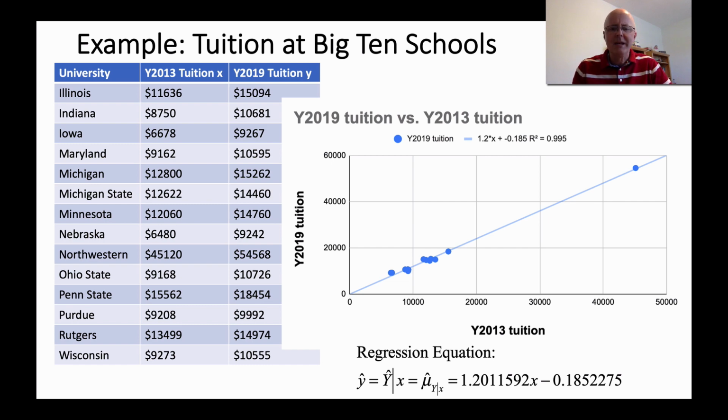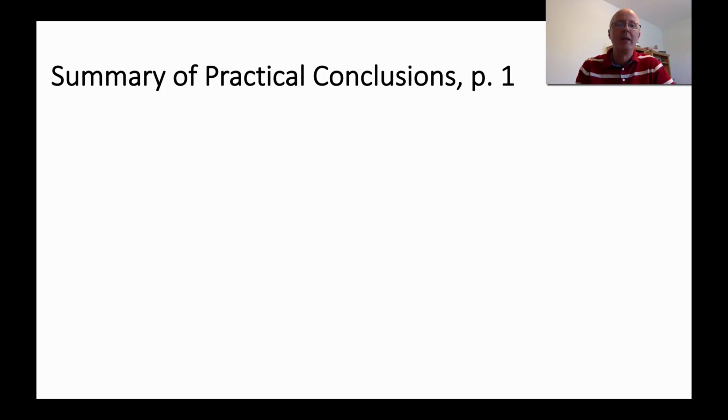The mu is the theoretical symbol for a mean. The mean of y given x. You see the subscript, the capital Y given x. For any given fixed x, for any given 2013 tuition, what is the mean 2019 tuition for all such schools? Okay, the mu hat means we're trying to estimate that mean. You can use the regression line to either estimate a mean or an individual value of y.